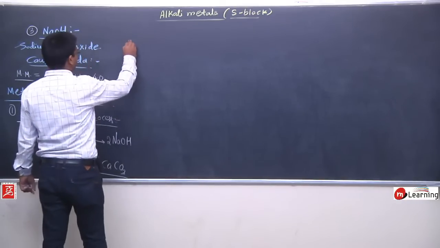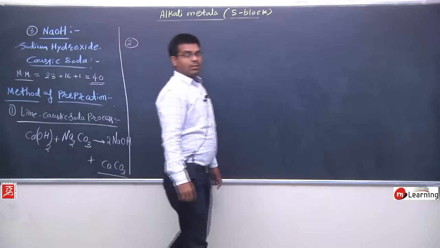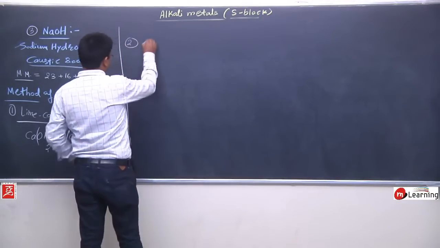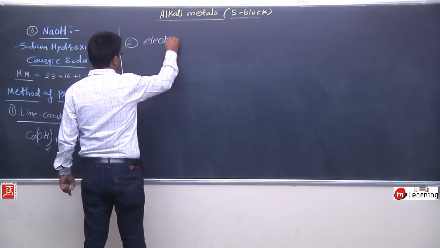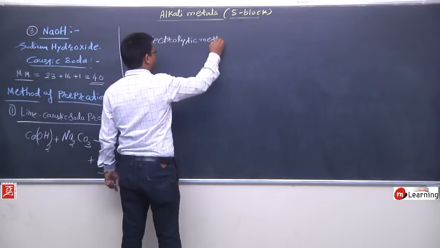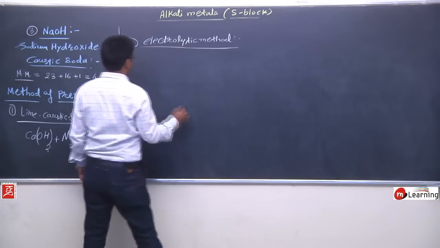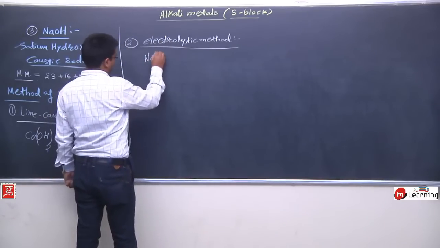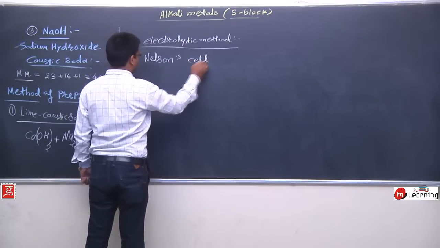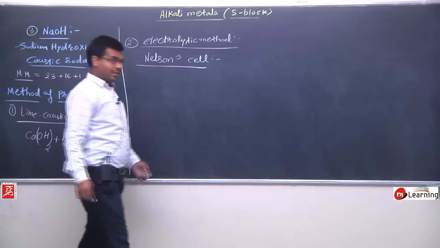Method number 2, the second method, is called the electrolytic method. The electrolytic method uses the Nelson cell.